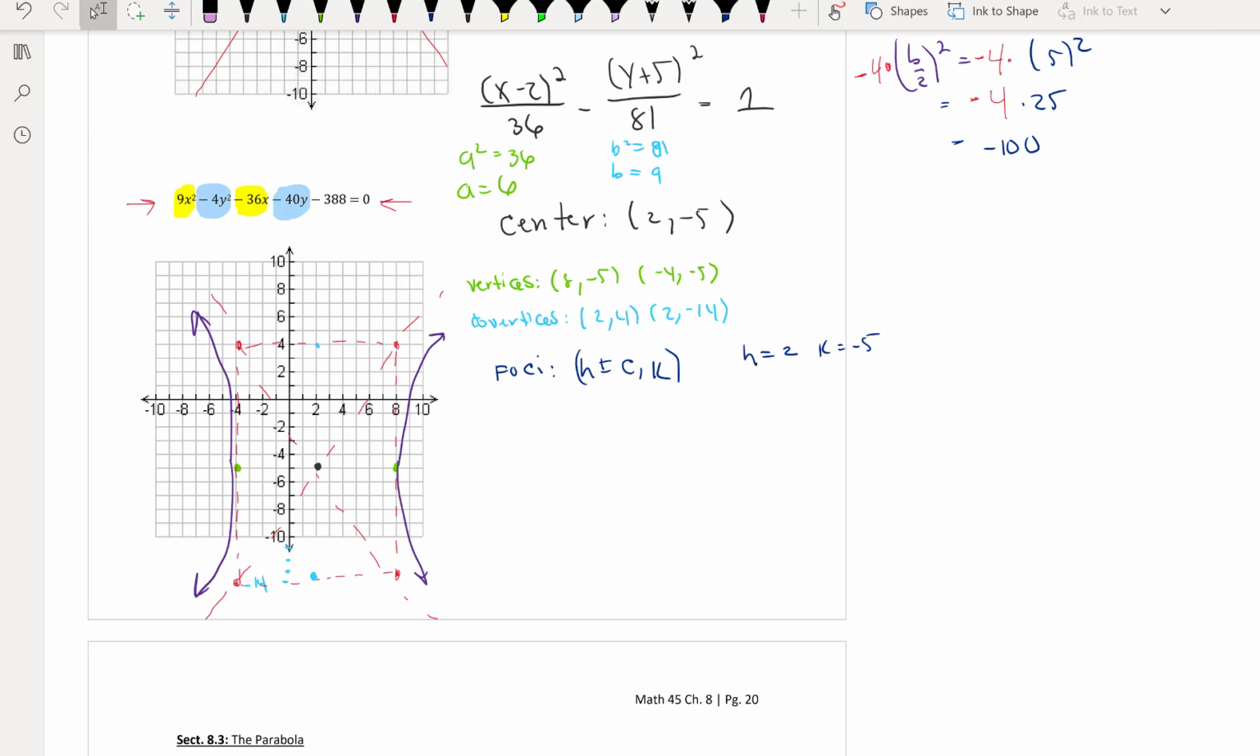And so I just have to plug this in to find my c value. So c squared is equal to a squared plus my b squared. So my a squared was 36, and my b squared value was 81. So if I were to have 36 plus 81, I got 117. So c is equal to plus or minus the square root of 117.